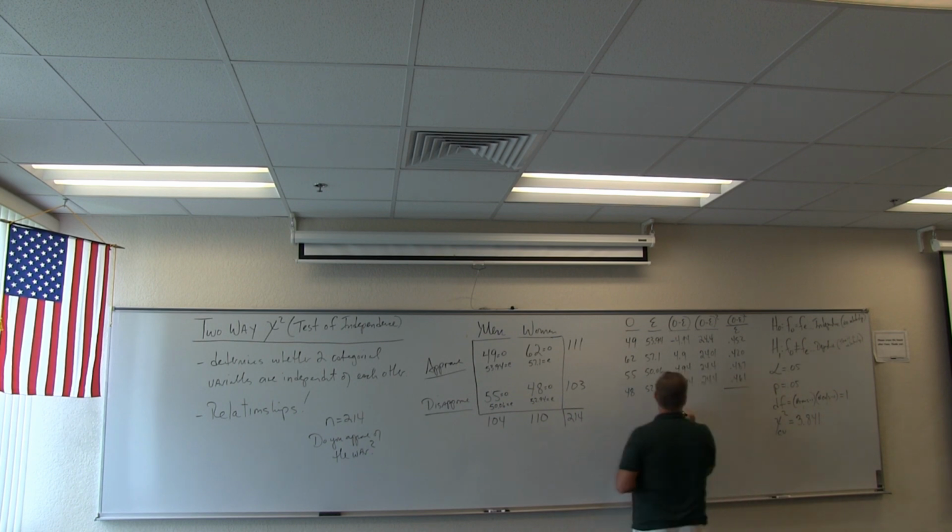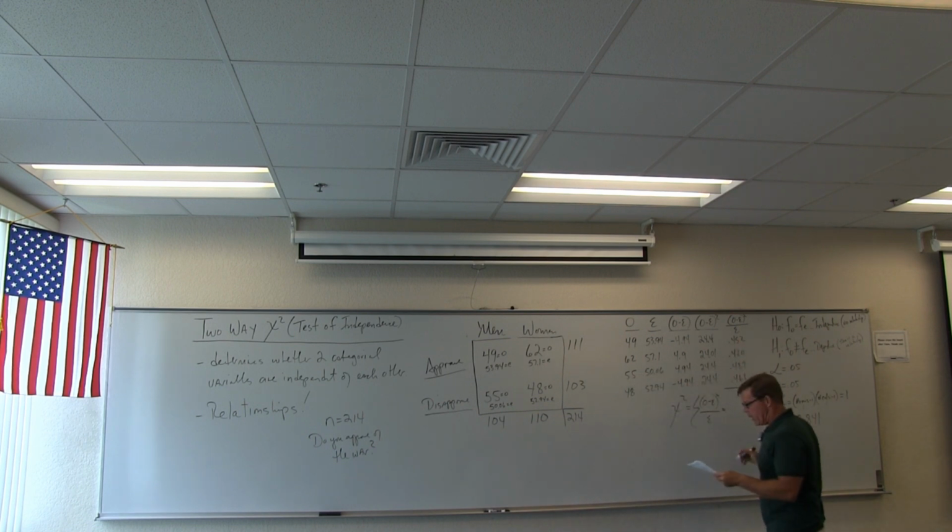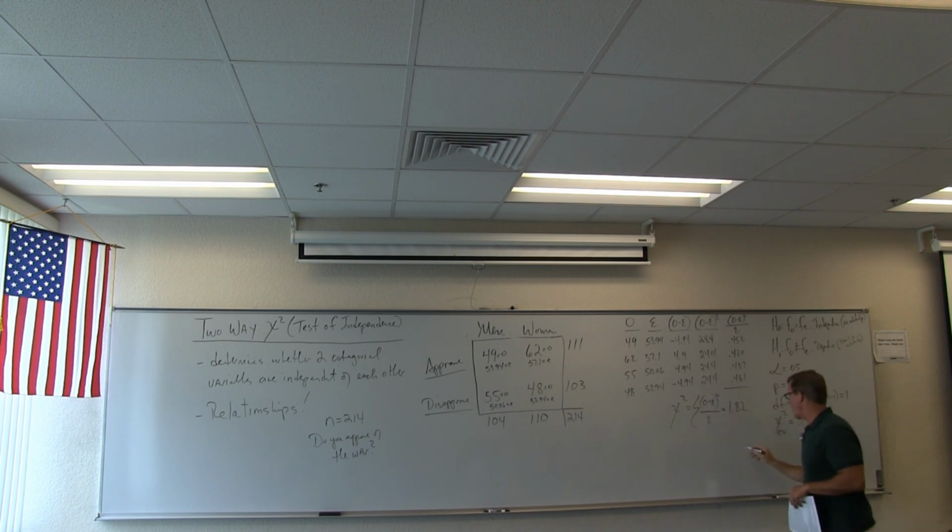The chi-square we know is the sum of O minus E squared over E. And if we sum this column, we get 1.82. Chi-square is 1.82.